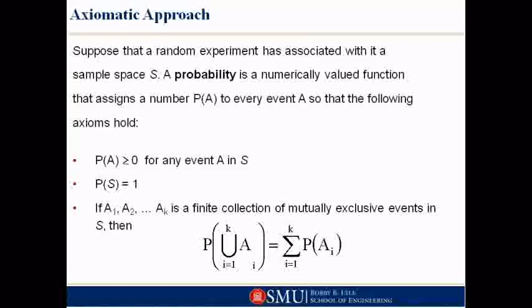Now, if you have different events that are mutually exclusive, there's nothing common between those events, and they add up to the full sample space, the full set of all possible outcomes, then the probability of the union of those events is equal to the sum of those probabilities. And we're going to come back to that one quite a bit more as we get into working with probabilities. But again, the probability of the union of mutually exclusive events is equal to the sum of the probabilities for each one of those events.